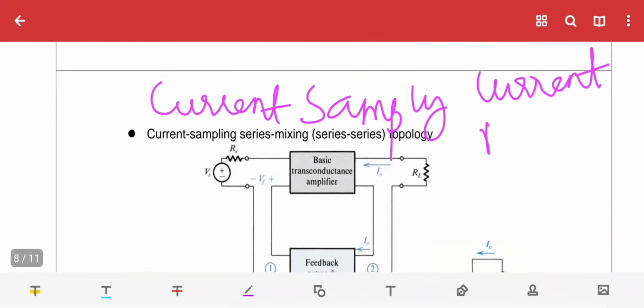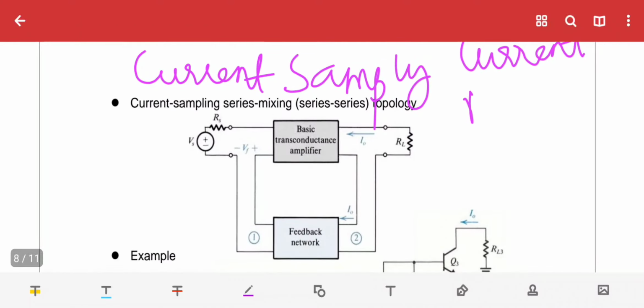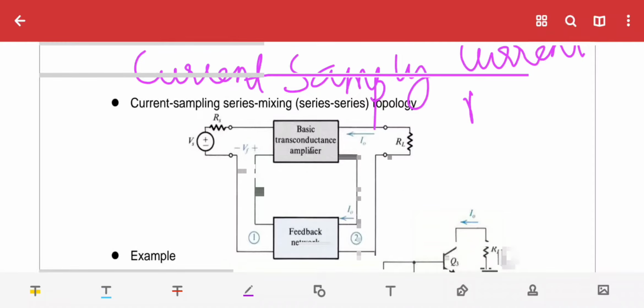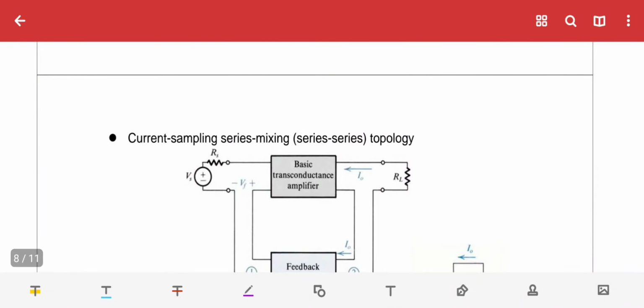It is a current sampling and series mixing topology, known as series topology. The input is voltage and the output is current. So you can see series, both sides we have a series connection.